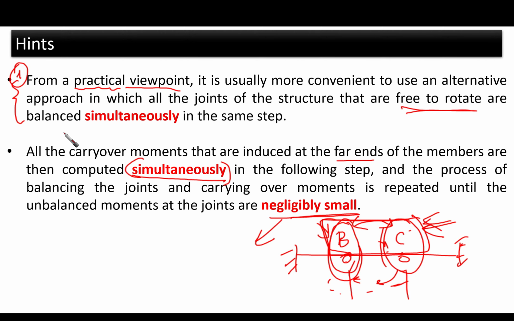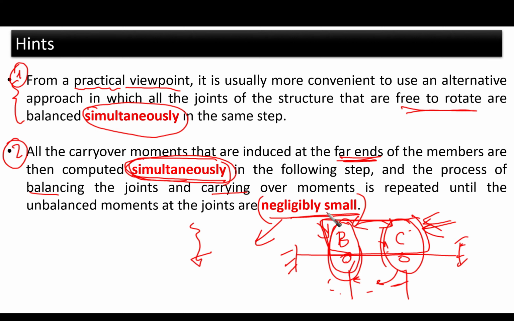Okay, so now this is an important issue. What I want you to remember here are the two hints. The first hint, that we are going to make the balance simultaneously, and then in the next step we are going to compute the carryover simultaneously for the far ends, and then the process of balancing and carrying over moments is repeated until we encounter a negligibly small moment at the end to be balanced. I hope that you can understand these two steps and keep them in your mind, because we are going to use them in our example.